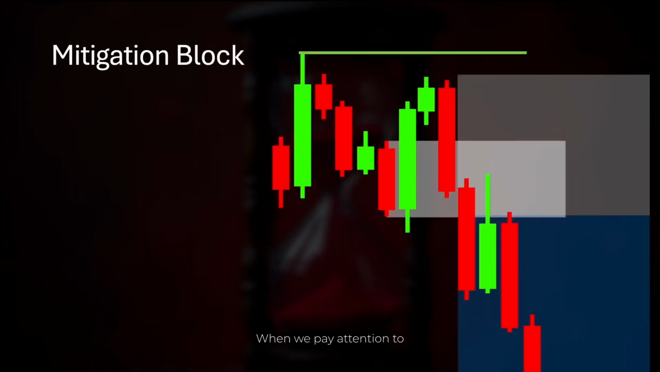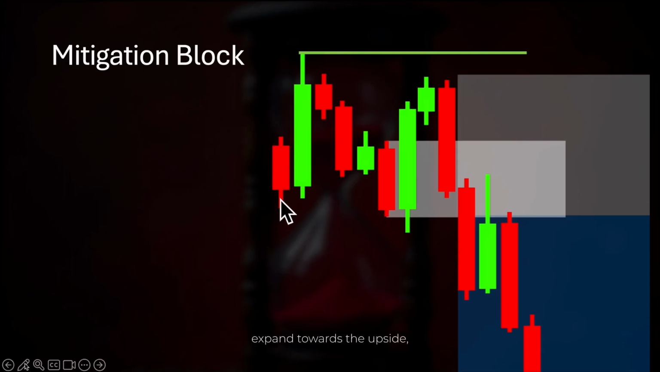When we pay attention to the second entry pattern, it looks like the following, and this is the mitigation block. The mitigation block is basically exactly the same as the bearish breaker, except there's one adjustment. What I would like to see is that the breaker created a higher high, but with the mitigation block, what you can see is that a lower high got created.